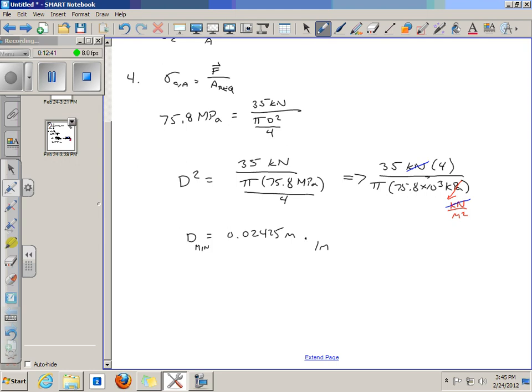So 1 meter is 1,000 millimeters. Meters up high, meters down low. See, this is why I'm talking about you got to make sure that your units work out. And we get 4.3 millimeters. Okay, so that is the minimum diameter required to keep our stress at 75.8 megapascals. If we make the diameter bigger, we get a bigger surface area, so our stress will drop down because it's force per unit area. Okay, so minimum diameter is equal to 24.3 millimeters.